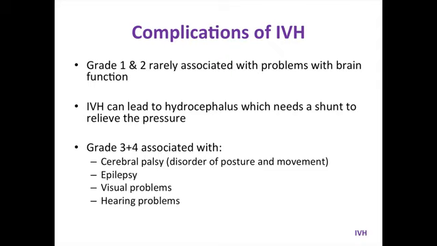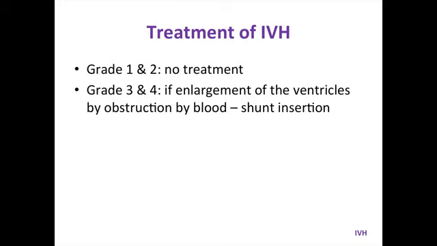Complications: Grade 1 and Grade 2 are rarely associated with problems with brain function. Intraventricular hemorrhage can lead to hydrocephalus, which needs a shunt to be inserted to relieve the pressure. Grade 3 and 4 is associated with cerebral palsy, epilepsy, visual problems and hearing problems. Grade 1 and 2 generally require no treatment. Grade 3 and 4 may require a shunt insertion if there is hydrocephalus, but in the long term, what is required is follow-up for developmental outcome to see what is going to happen and what support can be given in the community to improve the outcome.